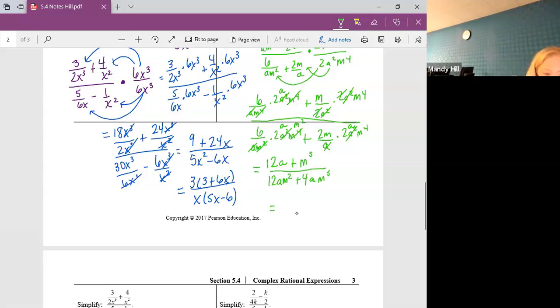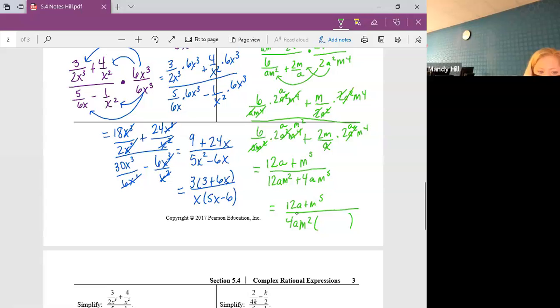Okay, and can we reduce that anymore? Well, on the top, I don't think so. The variables are different. This is a 1, so there's not going to be any numbers I can pull out of that. On the bottom, I can take a 4 out because 4 will go into 12 and 4 will go into 4. I also can pull an a out and I can pull an m squared out because both terms have that in it.